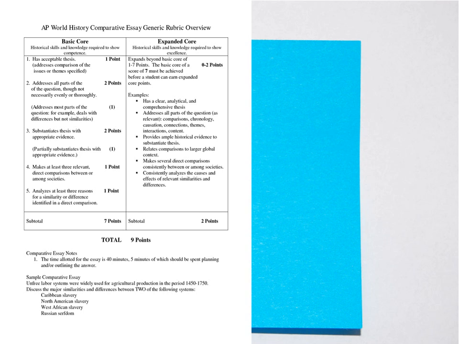1 point for making three relevant direct comparisons between or among societies. So it really does depend on the question. Most of the time, you're going to get one that deals with societies, or they're going to deal with themes. But you want to make comparisons between the two. If I asked you a question about the spice trade, make comparisons between those that were receiving and those that were sending. You need to kind of mix both of them together.